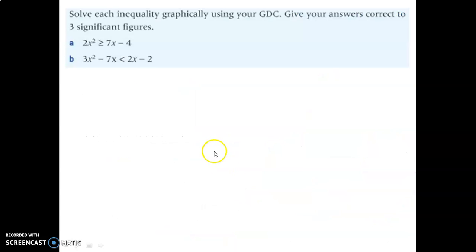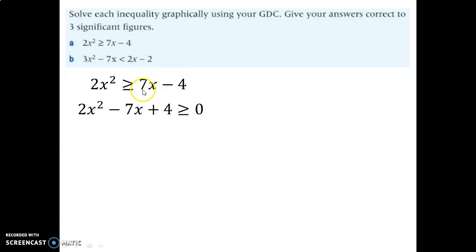Okay, let's try another one. In this case, we're going to be allowed to use our calculator. So rather than trying it algebraically like we did, you can go straight to your calculator after creating your quadratics. So let's take a look at A. In A, again, move everything to one side and get 0. So those two parts moved over there, and we have this greater than or equal to 0.